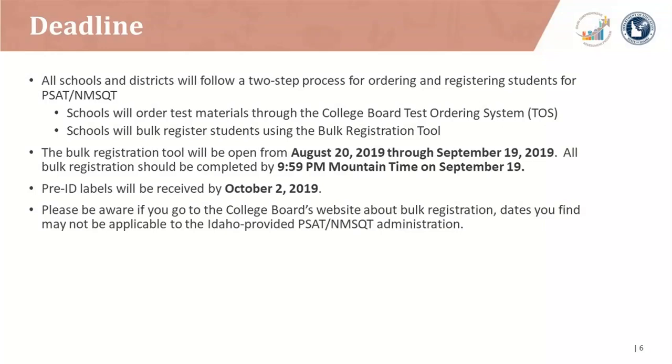The bulk registration tool will be open from August the 20th through September 19th. All bulk registration should be completed by 9:59 p.m. Mountain Time on September the 19th. Pre-ID labels will then be received by October 2nd. And please be aware, if you go to the College Board website about bulk registration, dates you find there may not necessarily be applicable to the Idaho-provided PSAT NMSQT administration.